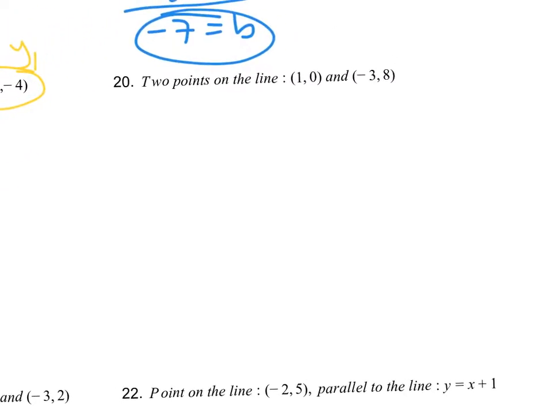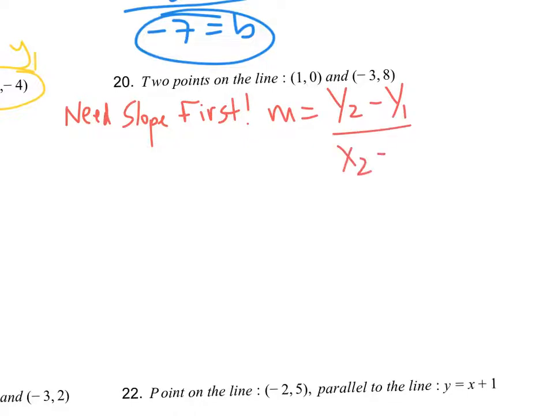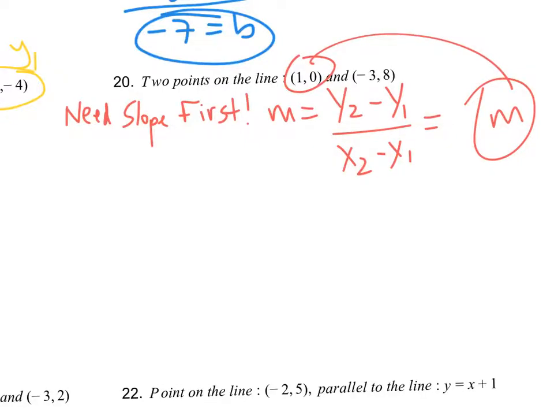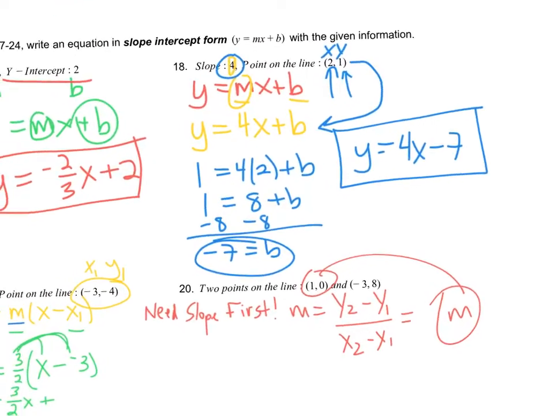Okay. 2 points on the line. So if you are given 2 points, you need to find the slope first. I'm going to say need slope. So that means we need to use that y2 minus y1 over x2 minus x1 formula to find our slope. That's our m value. But then once we have that, we can use one of these points and the slope to treat this problem just like number 18 or number 19.